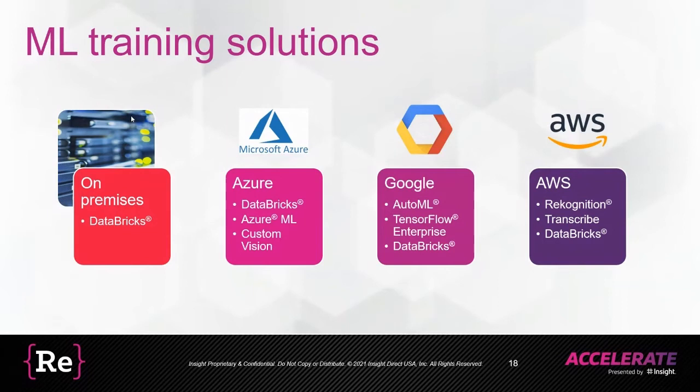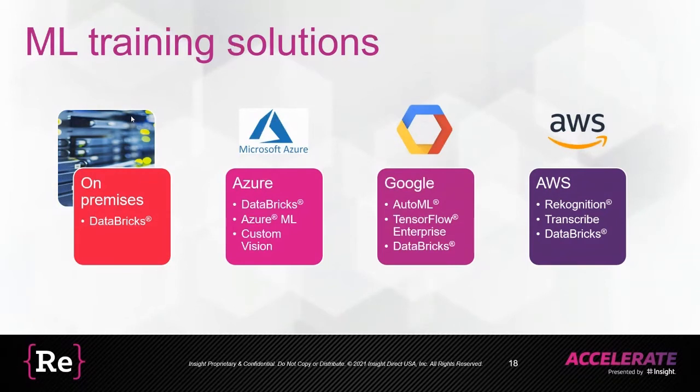And so I've outlined a number of training solutions that are available. When you think about on-premises, you can use Databricks. You can obviously use whatever you want, because it's on-premise, you own everything. You can put whatever you want on there. But I'd say one of the biggest industry leaders right now for doing ML training is Databricks. The cloud providers have a lot of their own offerings as well. So you'll see that Azure, Google Cloud, and AWS all also support Databricks.